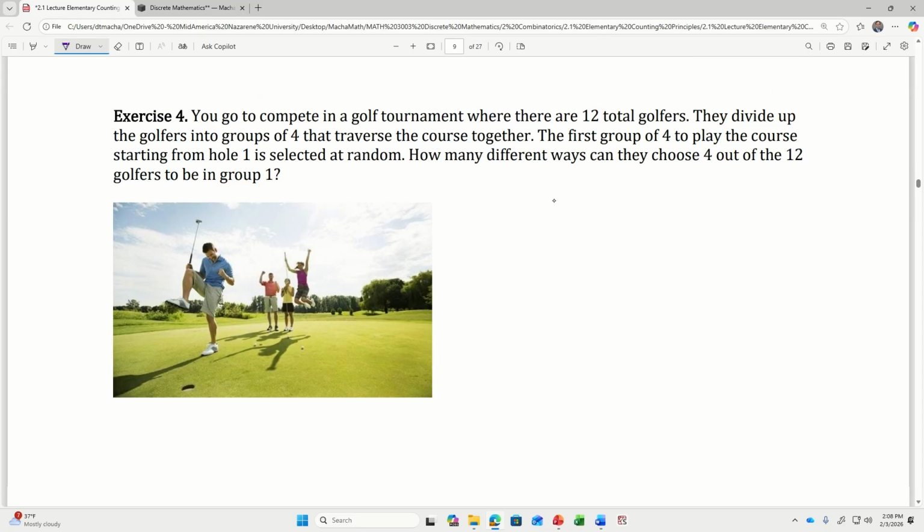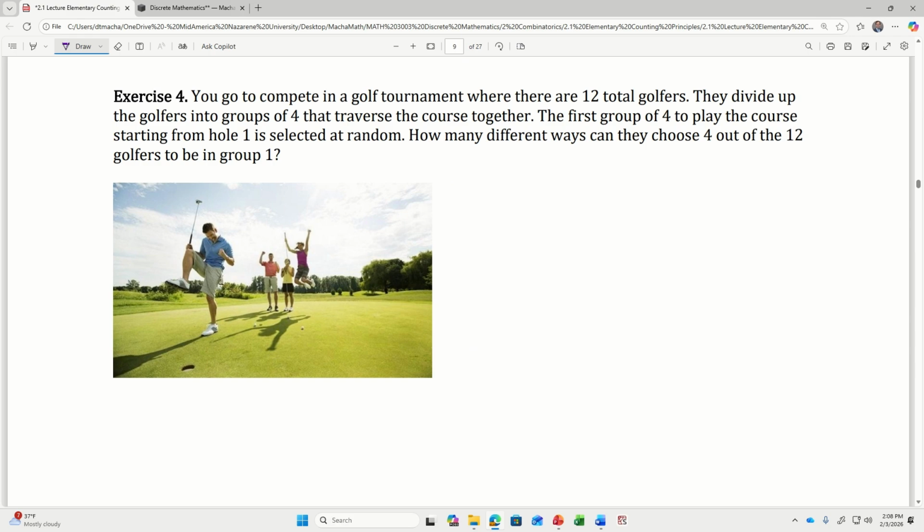To make this a little bit more difficult for you guys, you go to compete in a golf tournament where there are 12 total golfers. They divide the golfers into groups of 4 that go through the course together. The first group of 4 that gets to play the course starting from hole 1 is selected at random. How many different ways can they choose 4 out of the 12 golfers to be in group 1? And imagine that all 12 of these golfers are distinct. There's no identical twins. We can tell them apart. So how many different ways can I create a group of 4?